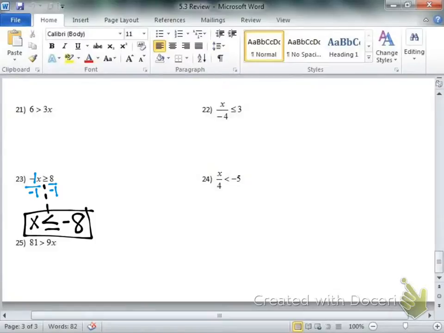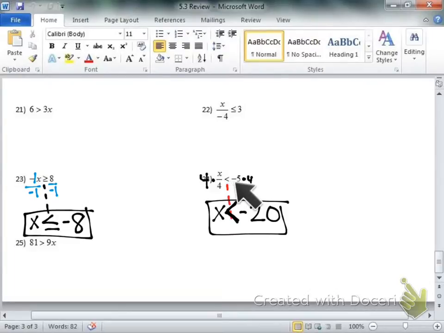All right, number 24. What do I need to do to get the X by itself? Multiply both sides by 4. So I'm left with X. Do I flip the symbol? No, I multiplied by a positive 4, so I don't flip anything. What's negative 5 times positive 4? Negative 20. A lot of students want to flip the symbol anytime that a negative is involved at all. Don't be that student, okay? The negative was over here with the 5 on the right side. It's still on the right side. Nothing has changed. We multiplied by a positive number, so don't flip your symbol.